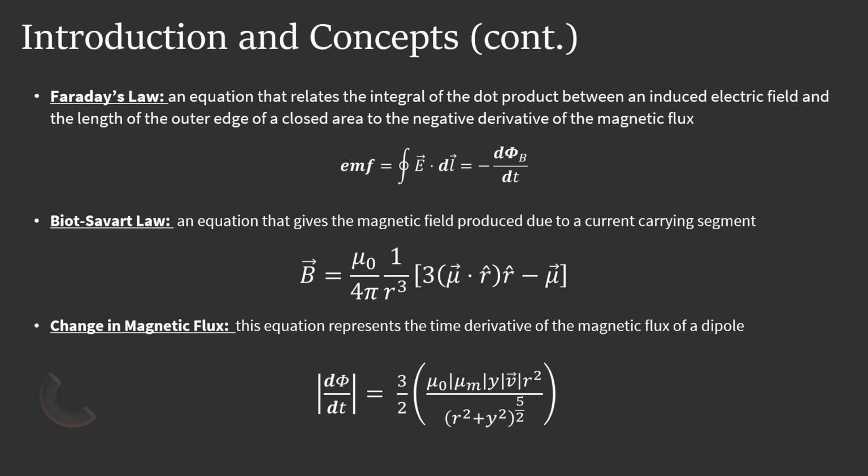Faraday's law is the equation that relates the integral of the dot product between the induced electric field and the length of the outer edge of a closed area to the negative derivative of the magnetic flux, which is represented by negative dB over dt. Biot-Savart law is the equation that gives the magnetic field produced due to a current-carrying segment, and we found this equation in Lab 3. And then lastly, the change of magnetic flux represents the time derivative of the magnetic flux of the dipole and its derivative, the dB over dt magnitude shown in Faraday's law.